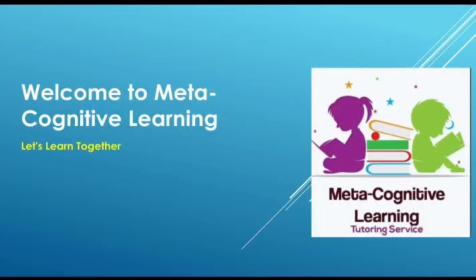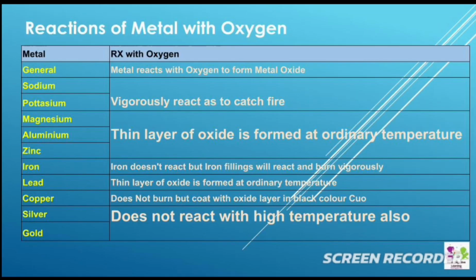Let's learn together. In this video, we are going to talk about the reactions of metal with oxygen. So, in one of the videos, I explained about the reactivity series of metals, right? Even though there are a lot of metals, all metals do not react at the same rate. Generally, sodium and potassium are very highly reactive metals, and magnesium, zinc, and iron are medium reactive metals, and silver and gold are the least reactive metals.